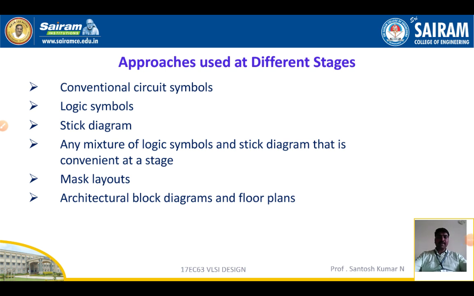Approaches used at different stages of designing. First will be a conventional circuit symbol, then a logic symbol, stick diagram, a mixture of logic symbol and stick diagram that is convenient at a stage, mask layouts, architectural block diagram, and floor plans. Conventional circuit symbol is nothing but the circuit design using transistors. Logic symbol indicates the symbol. For example, it can be a NAND gate which acts as a logic symbol. If the NAND gate is designed using transistors, that acts as a circuit symbol.